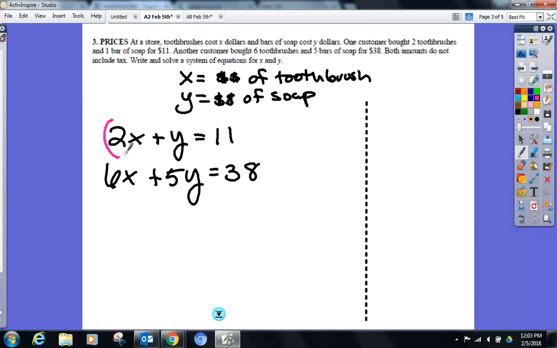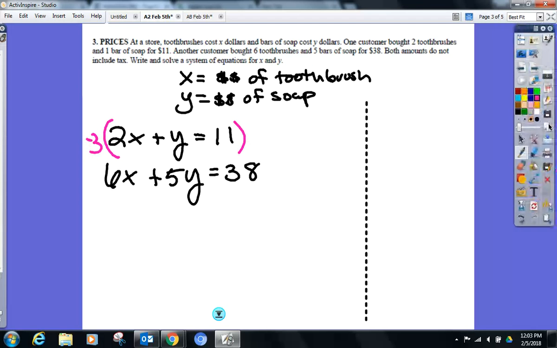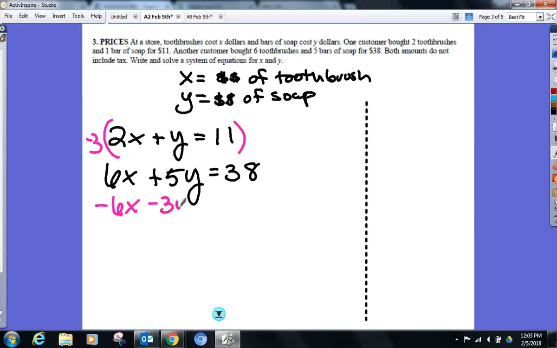All right, so let's multiply this first equation by -3. Distribute the -3. I get -6x minus 3y. And I, from time to time, make this mistake, so don't follow my lead here. You have to distribute it to the other side of the equal sign as well. Don't forget that. So negative 33.